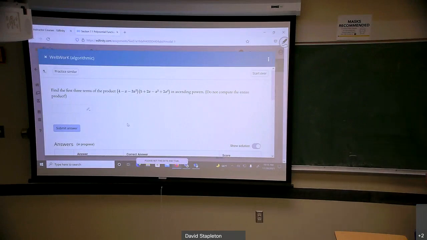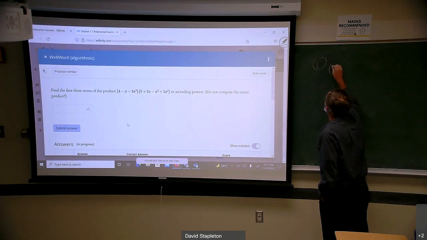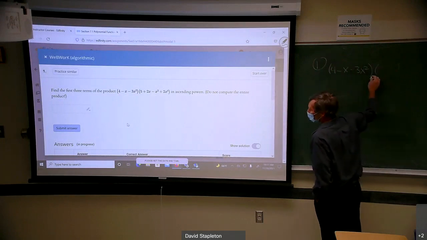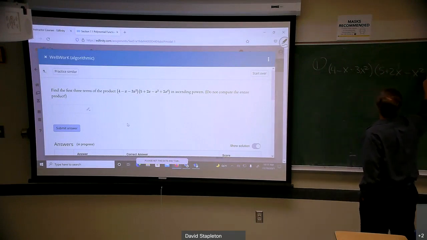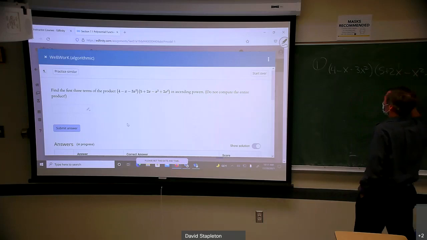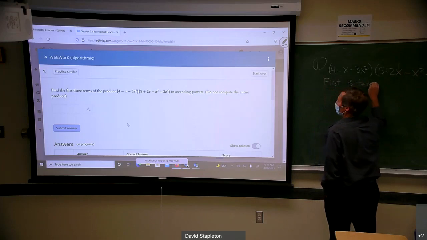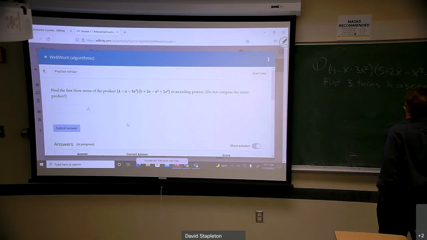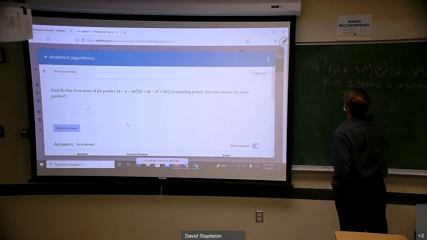This is your first homework problem, right? Problem 1, but it's with different numbers than you'll get. 4 minus x minus 3x squared times 5 plus 2x minus x squared plus 2x to the 4th. What are the first 3 terms in ascending powers instead of descending, the usual order? Well, now you take the lowest order terms of these to get the lowest order result, which is 20.